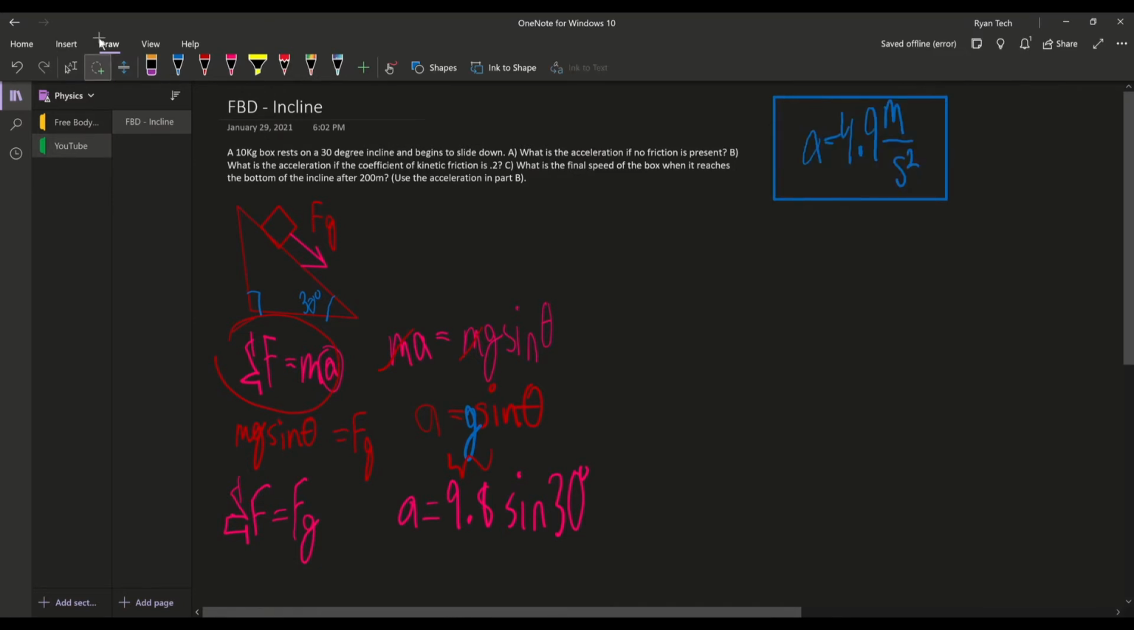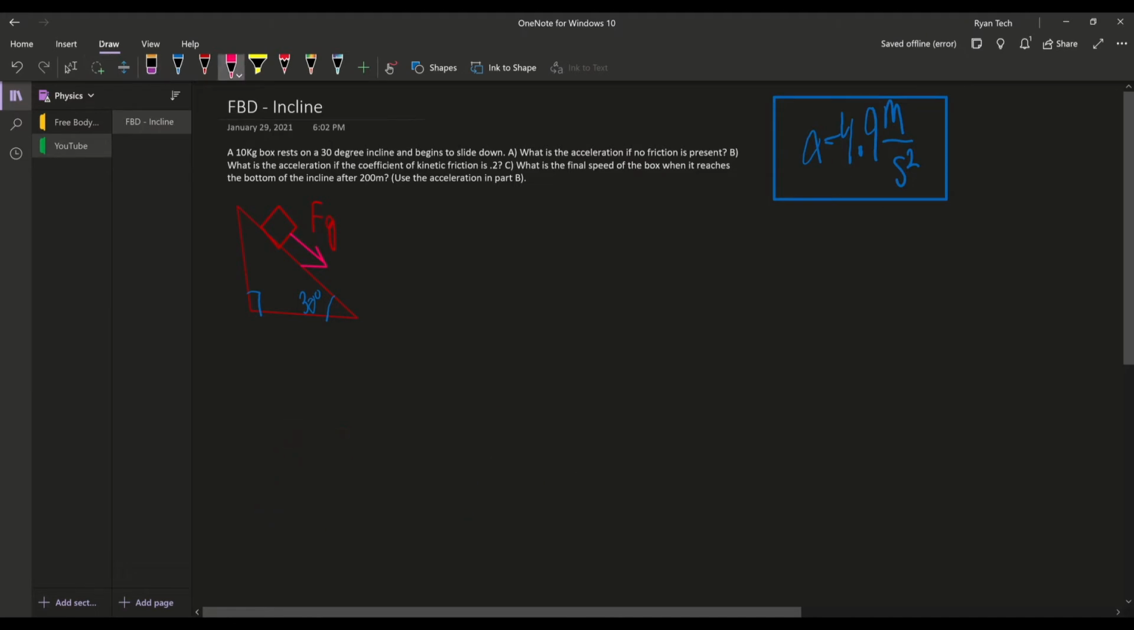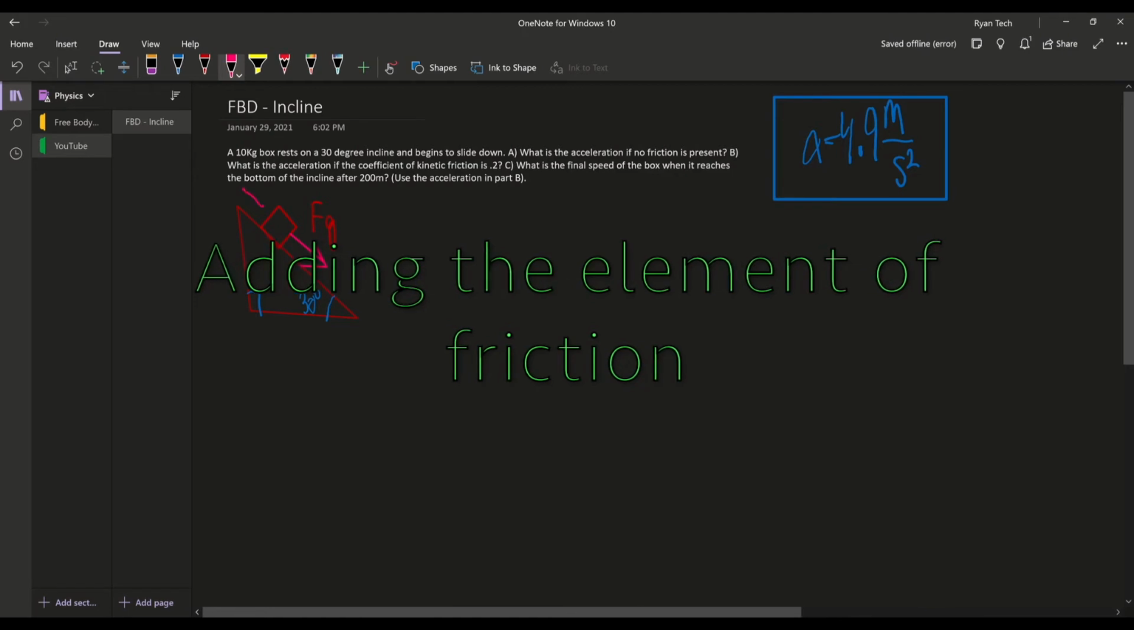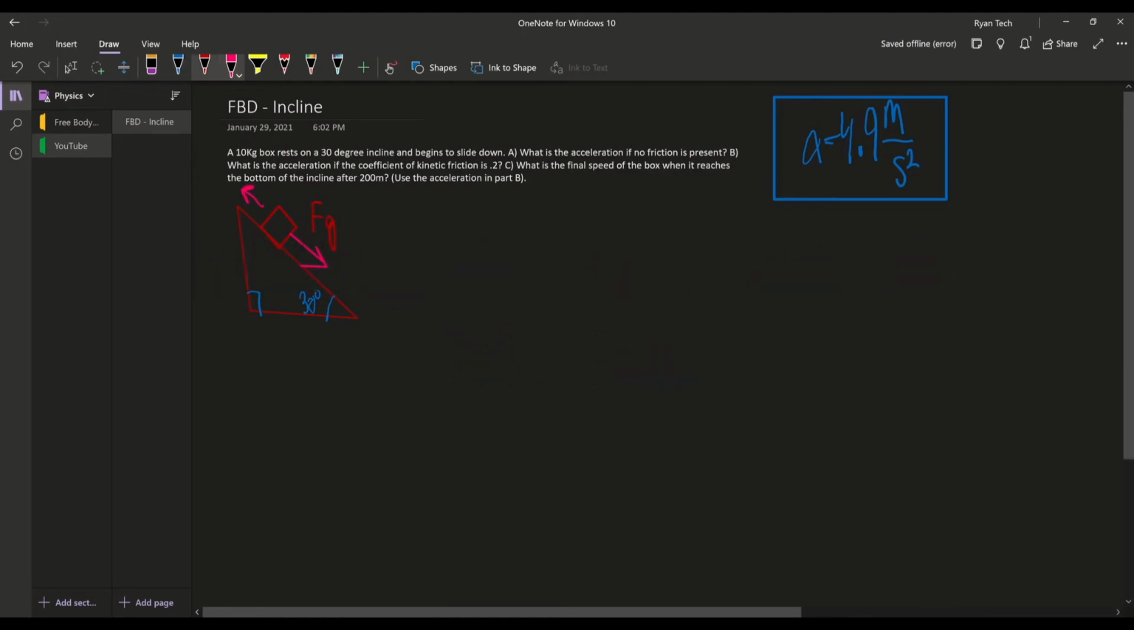Okay, so now let's move on to the next question. Now for part B. In this one, the only thing that's different, they're asking for the same thing, however, they're applying friction. So now we have some kinetic friction right here, and I'm going to label that as f of k. Anyway, how do we do this one? Well, it's basically the same.